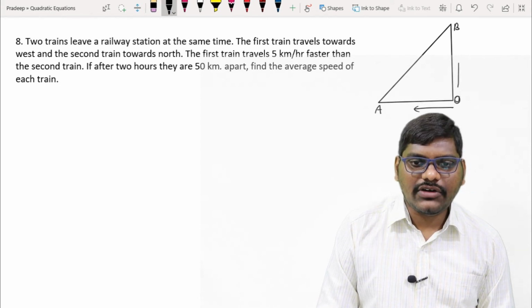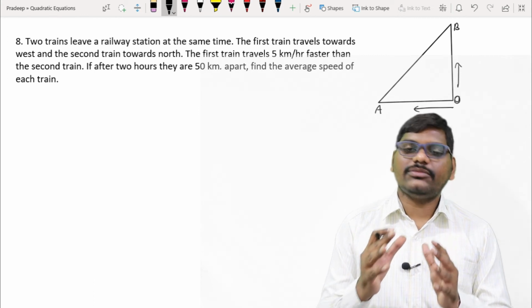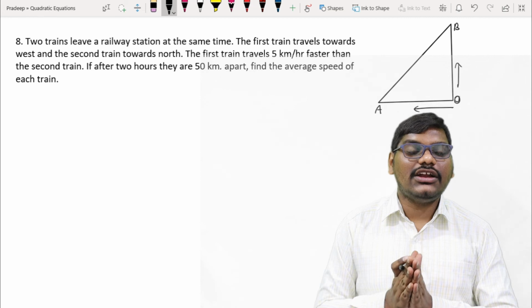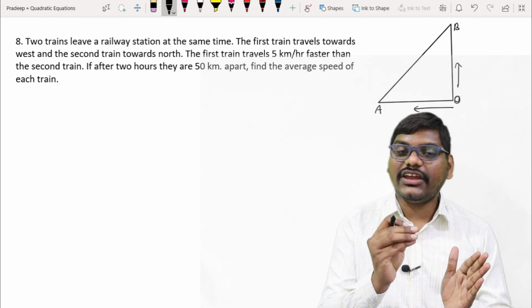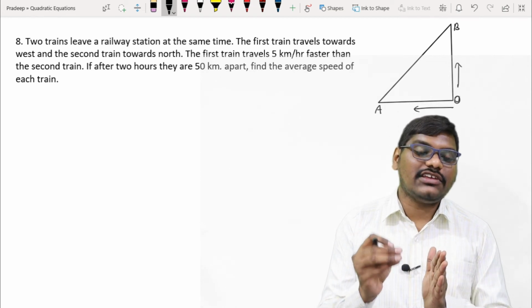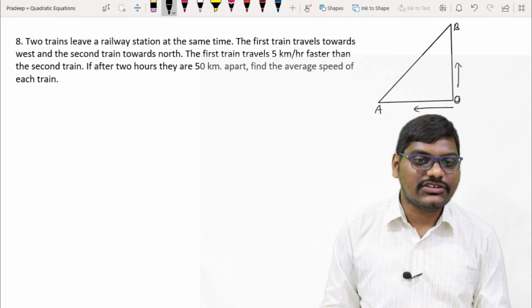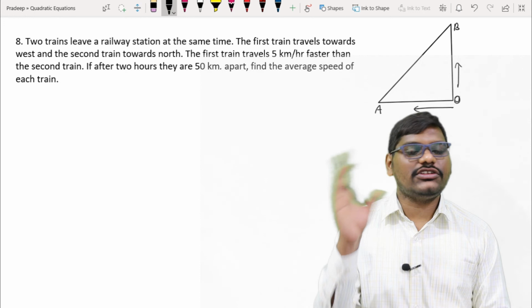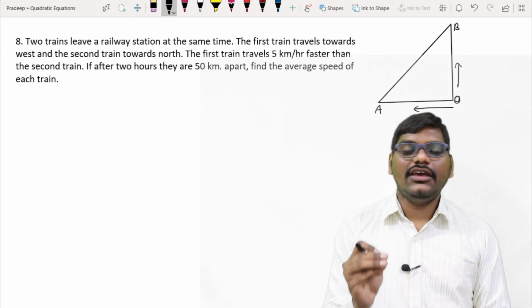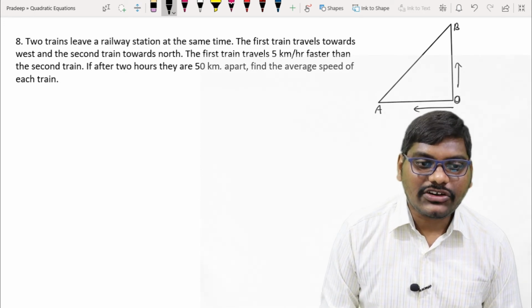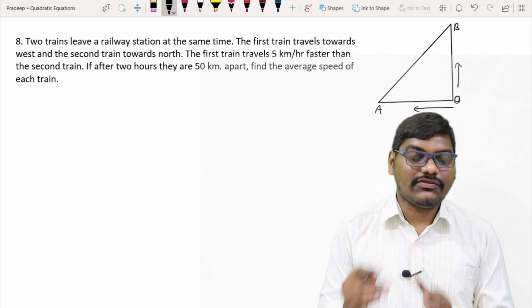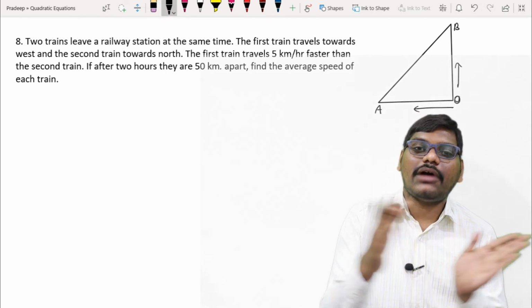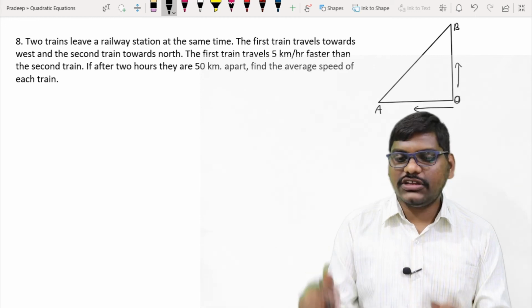As both of them were starting from the same point and going away, after traveling for 2 hours, the first train, from the beginning itself, is going faster. How much faster? 5 km per hour faster compared to the second train. In that case, once they travel for 2 hours, they are about 50 km apart from one to the other. Okay, so that was the question.